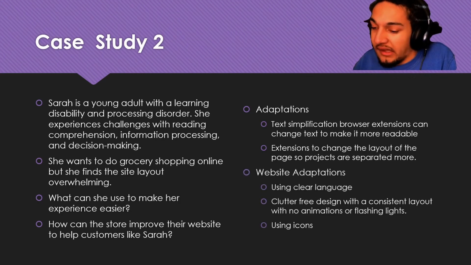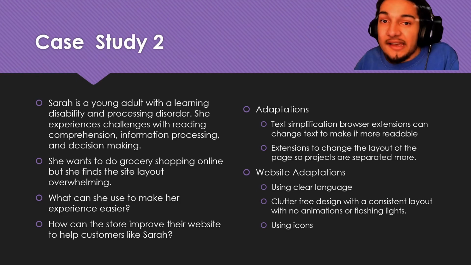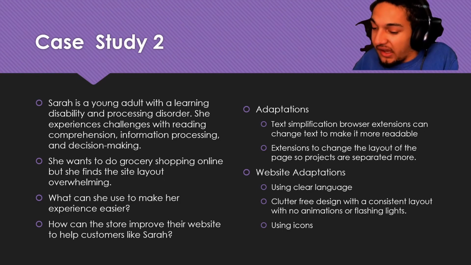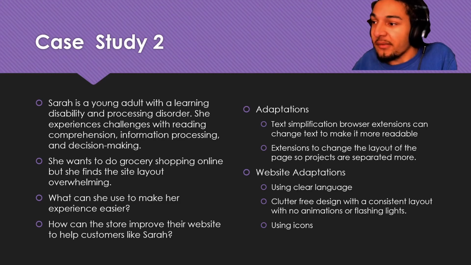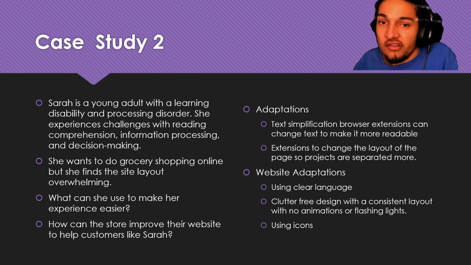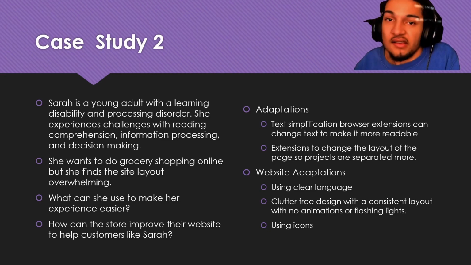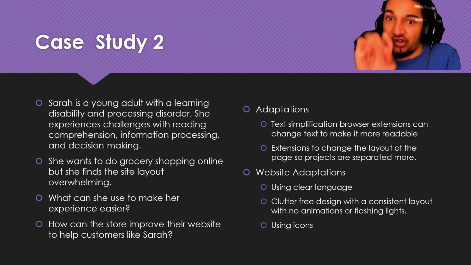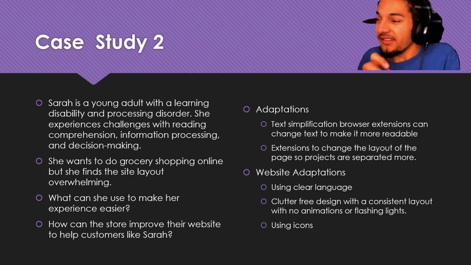And yeah, what can the website do? Use clearer language. Try and avoid jargon and technical terminology. Keep it clear, keep it concise. Second thing the website could do: have a clutter-free design with a consistent layout, with reduced or no animations, no flashing lights, again, both for people with sensory issues and people with epilepsy. Avoid flashing lights, avoid stuff that's really aggressive.